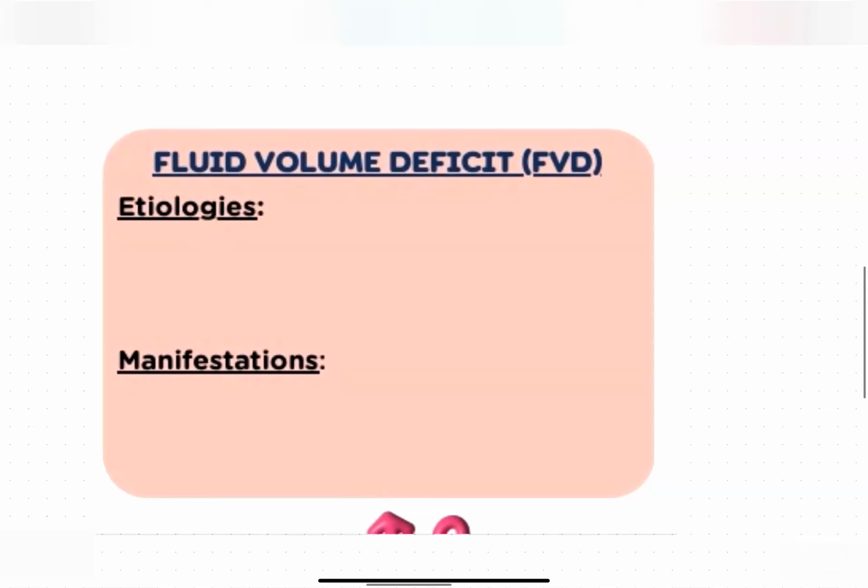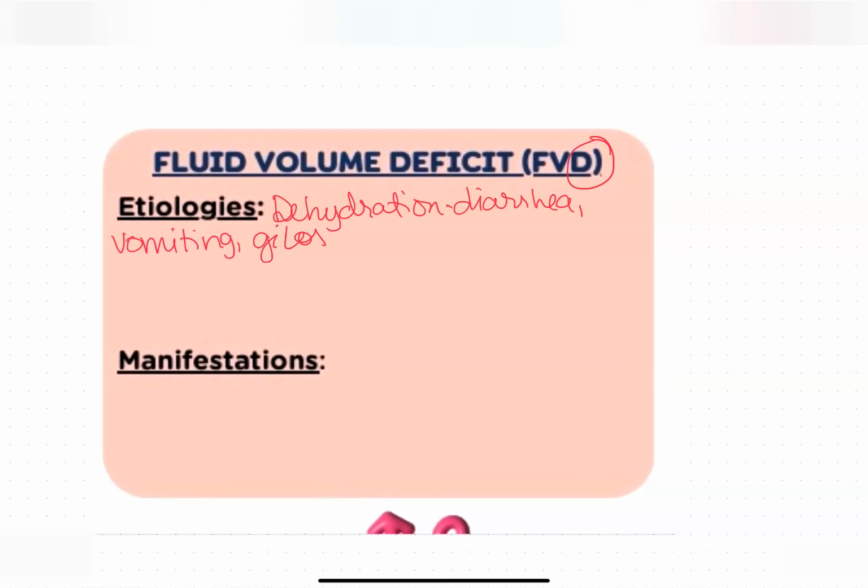Now let's start with our fluid imbalances. And we're going to start with fluid volume deficit or dehydration. And you can remember that because it ends with a D and dehydration. The frequent causes of fluid volume deficiency or dehydration is anything that causes dehydration. This may include diarrhea, vomiting, maybe GI losses, such as gastric suctioning. And we also know volume losses.